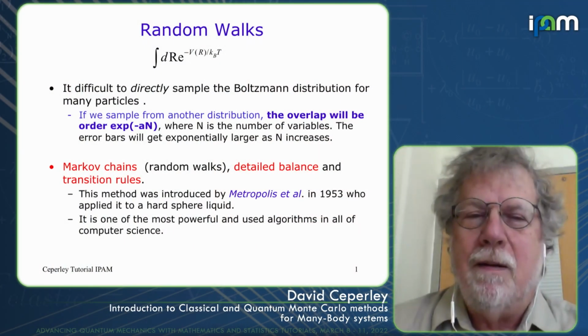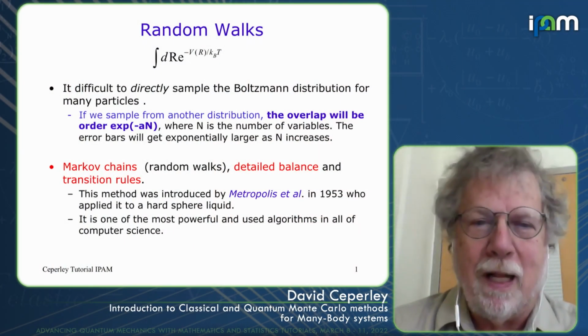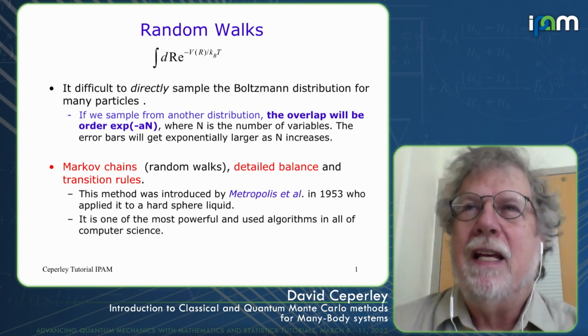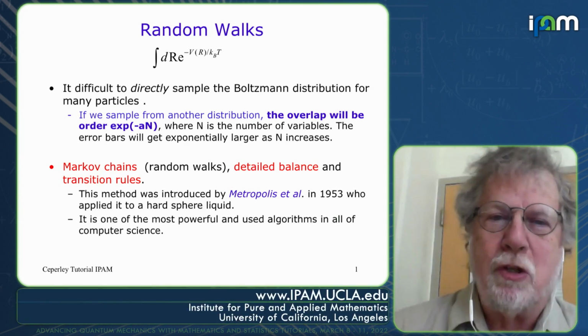I'll try to very briefly talk about random walks, since I think this is probably familiar to most people. But the generic problem in classical statistical mechanics is to calculate properties of the Boltzmann distribution.